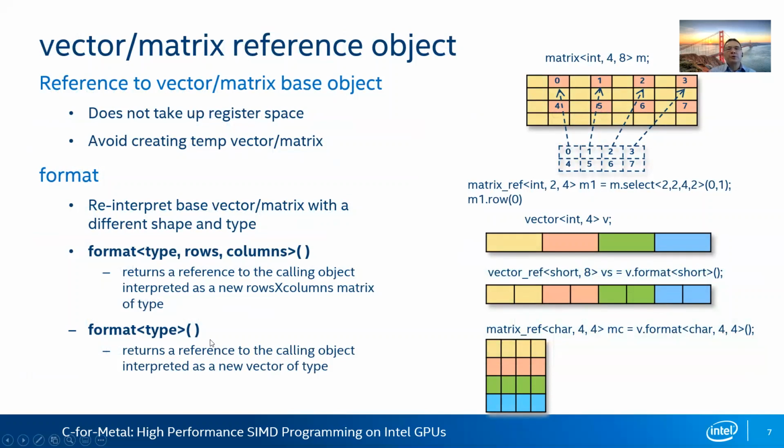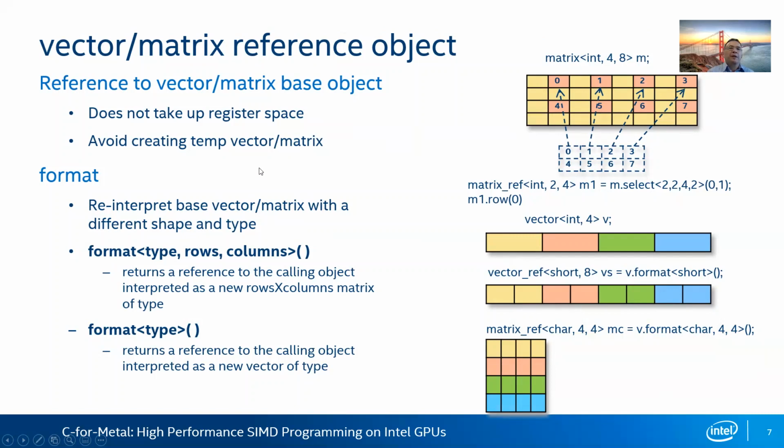Register is our precious resource. Users can declare a reference to a vector or matrix-based object. A reference does not take up register space, only the base object does. By doing this, operations can be done in place without creating a temp vector or matrix. In the example on the right, M1 refers to the selected elements of matrix M. Any access to M1 is an access to the selected elements of M.